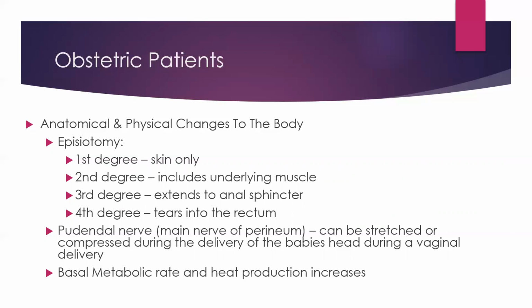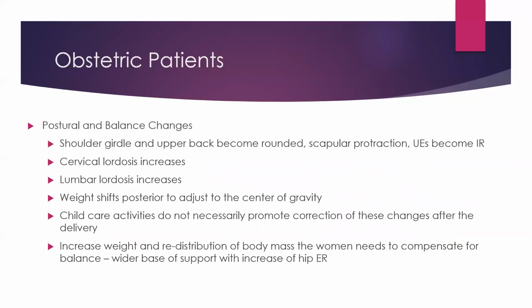The pudendal nerve, which is the main nerve of the perineum, can be stretched or compressed during delivery of the baby's head and during vaginal delivery. So both pudendal and sciatic nerves are subject to all kinds of problems, just being compressed, having pain, stuff like that. Basal metabolic rate and heat production increase, which makes mom frequently very warm.